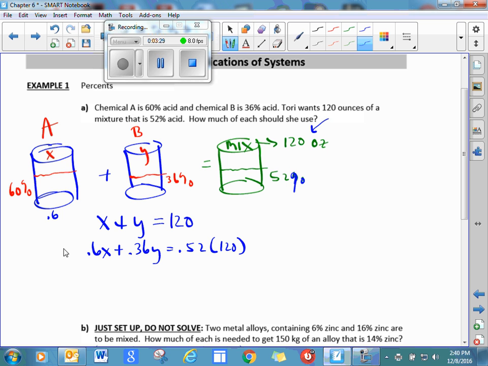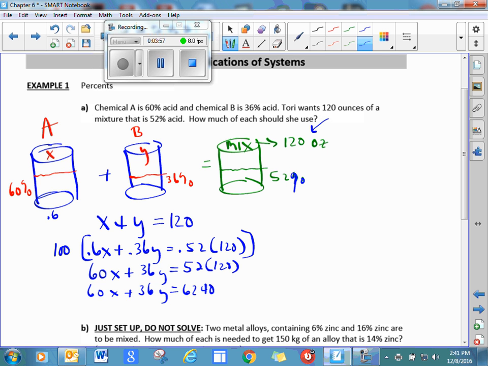So I'm going to multiply through by 100. Remember, you have to multiply each term to get rid of that decimal point. And I'm going to have 60x plus 36y equaling 52 times 120. And 52 times 120 happens to be, if you hop on your calculator, 6240. So I've got these two equations now. I've got x plus y equals 120, and I've got 60x plus 36y equaling 6240.